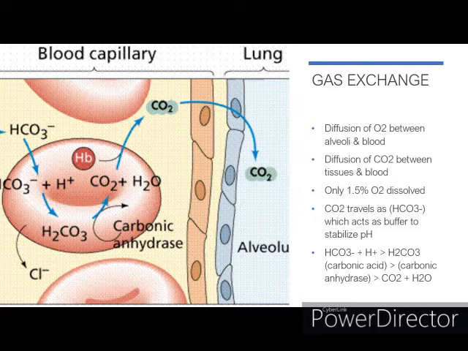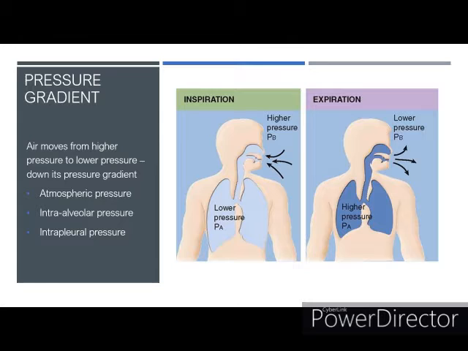70% of CO2 is transported in the form of bicarbonate ions, which act as a buffer for metabolic acids, helping to stabilize the body's pH. For CO2 to be released from the body, bicarbonate ions fuse with hydrogen ions to form carbonic acid, and with the help of the enzyme carbonic anhydrase, carbonic acid converts back to CO2 and water. That CO2 is then diffused from the plasma into red blood cells and into the alveolus.